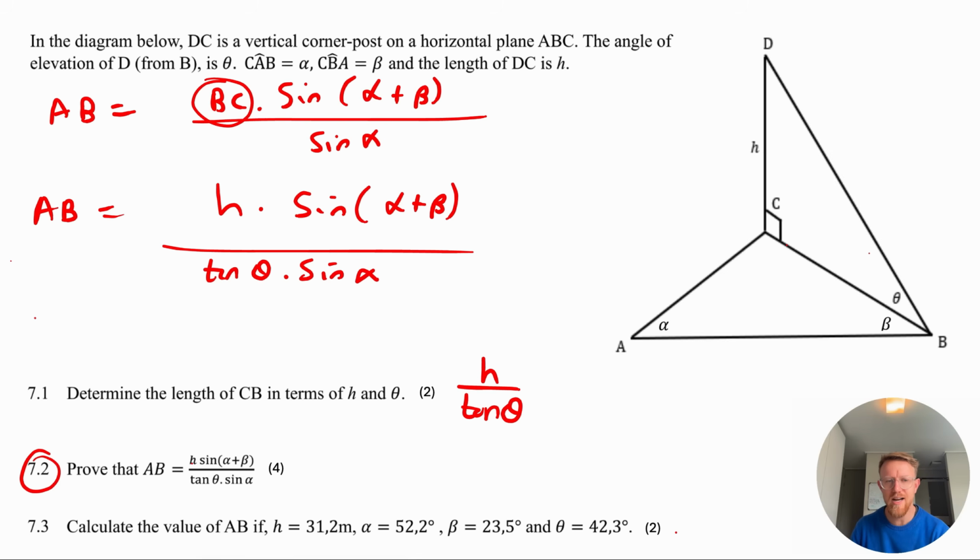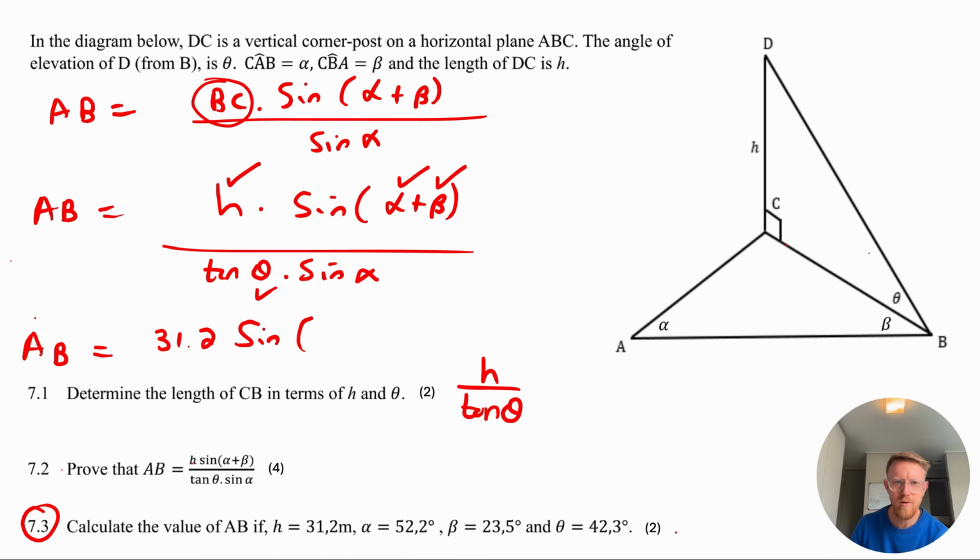The question actually just says go find AB, and then you might just have to move things around to make it look exactly like that. But there we go. Now this one, for 2 marks, these are usually pretty easy. Calculate the value of AB if h is 31.2. They're giving us h, alpha, beta, and theta. Stupid question, because now we just have to fill it in. So you're just going to fill in 31.2.